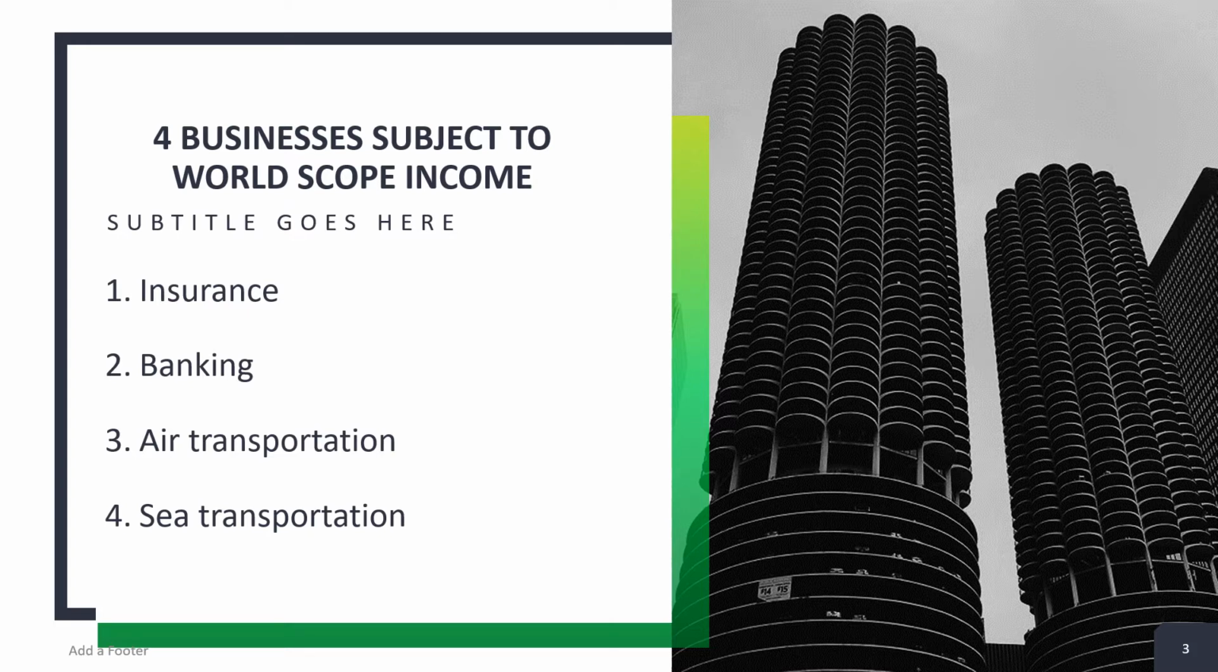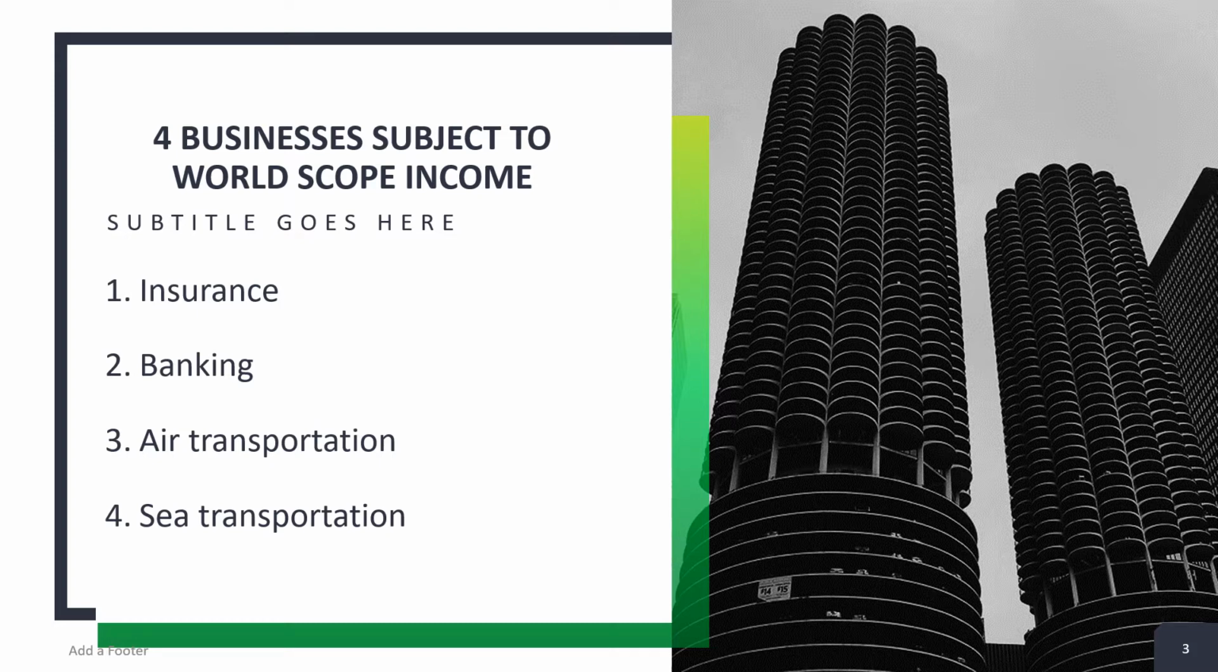Okay, before we go further on the calculation part on bilateral and unilateral credit, I would like to share with you all four types of businesses that are subject to world scope of income. Mainly in Malaysia, we use territorial scope, which means that only income derived from Malaysia will be taxed in Malaysia. However, for these types of businesses, they are subject to world scope of income, which means that wherever they derive the income, they need to report the income to the Malaysian government and pay Malaysian tax.